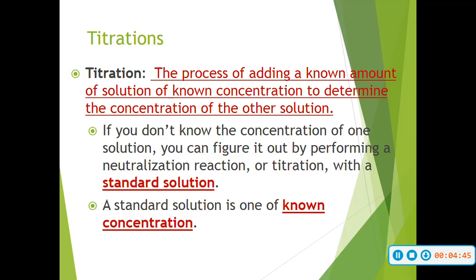All right, so titrations. Titration is the process of adding a known amount of solution of known concentration to determine the concentration of another solution. Basically, if you don't know the concentration of one solution, you can figure it out by performing a neutralization reaction or a titration with a standard solution. Now, a standard solution is one of known concentration. You know the concentration of this solution.